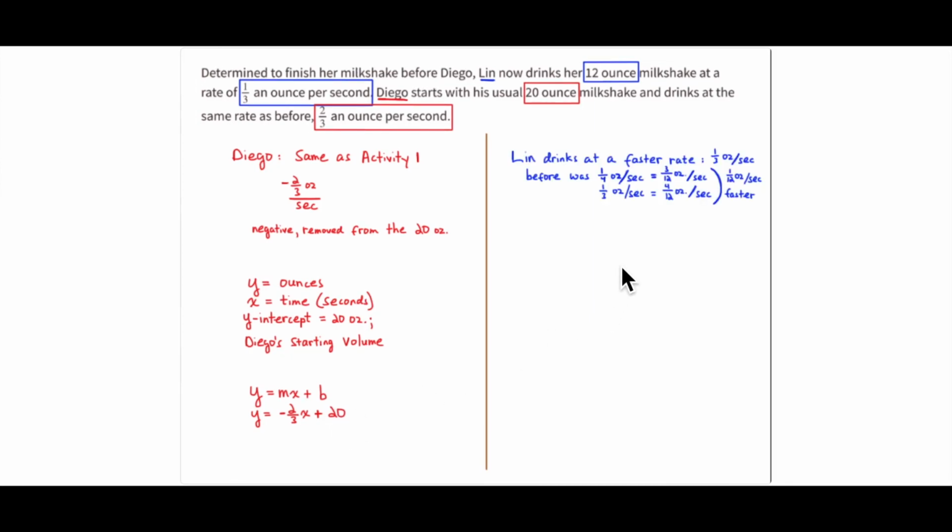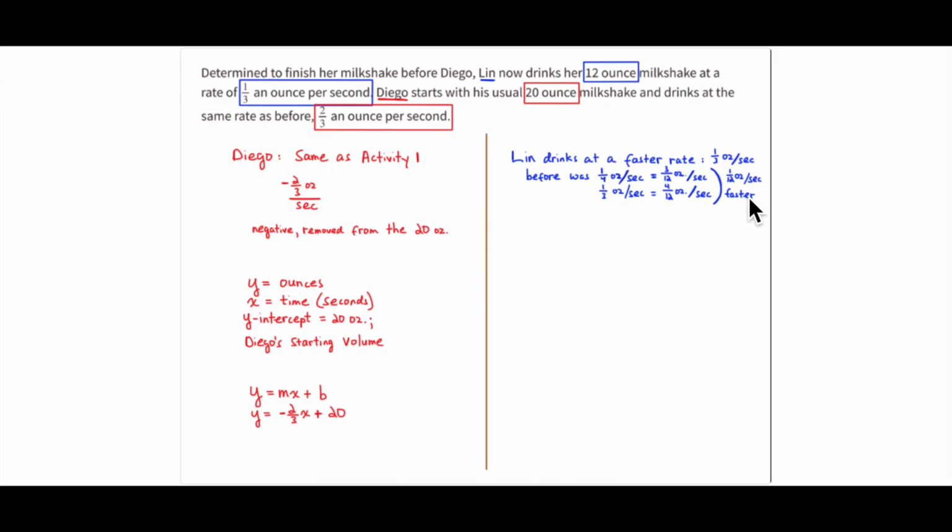For Lynn, she's drinking faster than before. She's drinking at 1/3 of an ounce per second. Before, she was drinking at 1/4 of an ounce per second. So if you change both of these to twelfths, that's 3/12 of an ounce per second before and 4/12 of an ounce per second now. So that's 1/12 of an ounce per second faster. So let's take a look at those animations and see what happens between comparing 1/4 of an ounce to 1/3 of an ounce for 12 seconds.